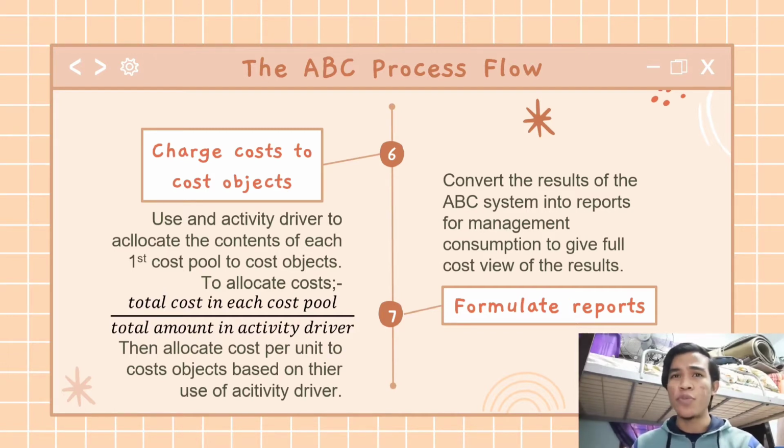And next, formulate reports. Convert the result of the ABC system into a report for management consumption. For example, if the system was originally designed to accumulate overhead information by geographical sales region, then report on revenues earned in each region, all direct costs, and the overhead derived from the ABC system. This gives management a full cost view of the result generated by each region.